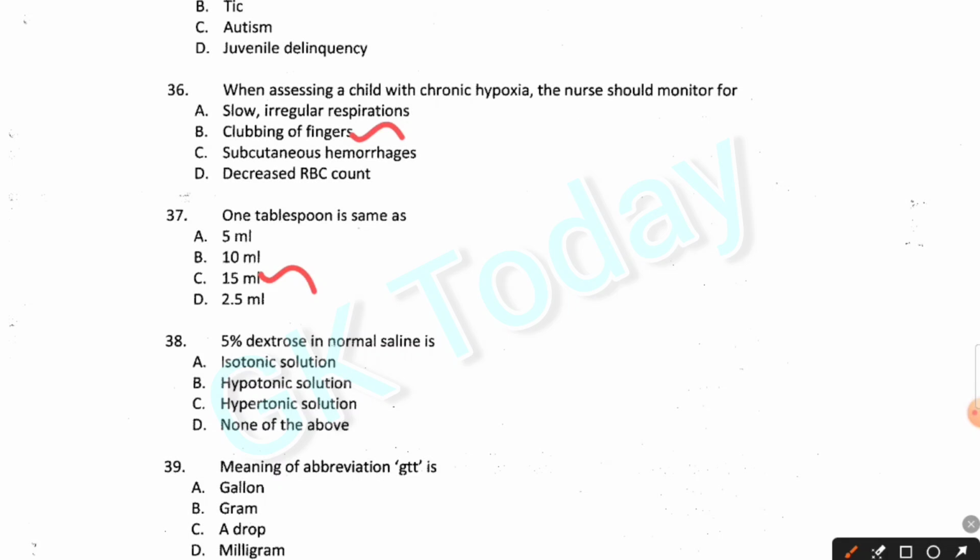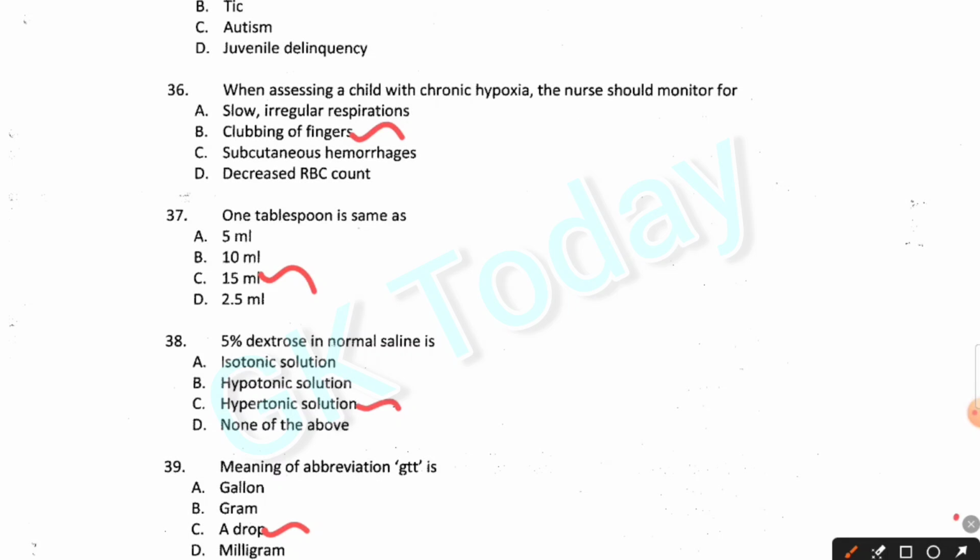Question number 38. 5% dextrose in normal saline is hypertonic solution. Question number 39. Meaning of abbreviation GTT is a drop.